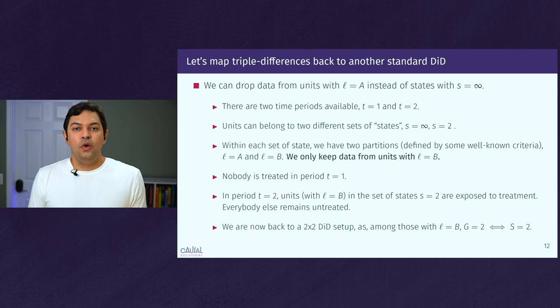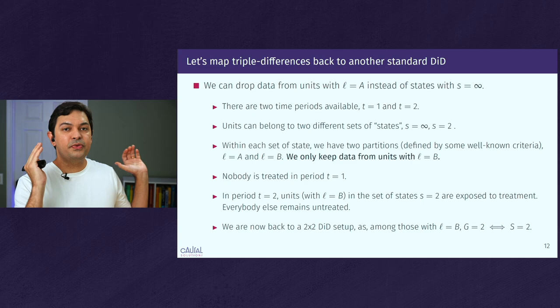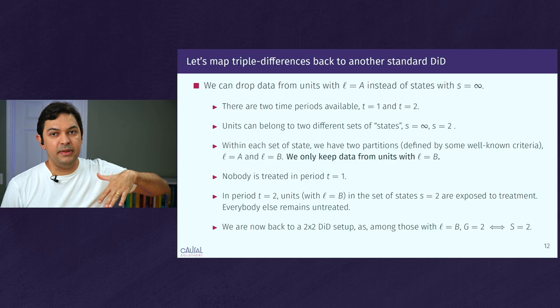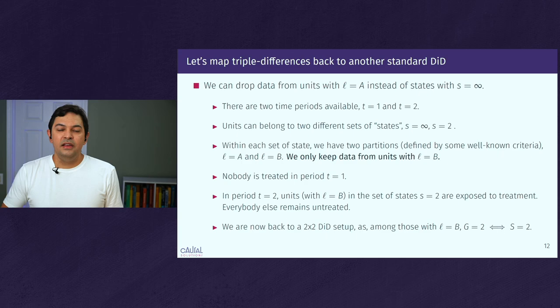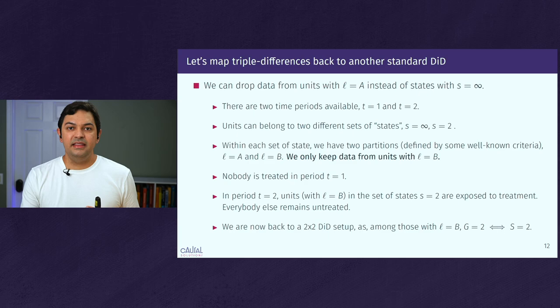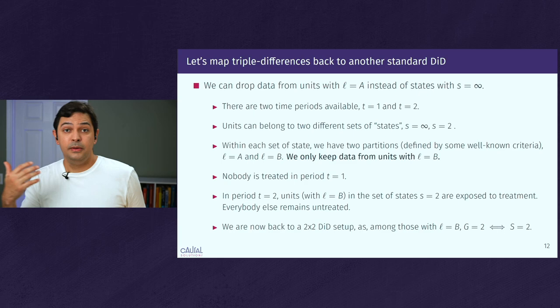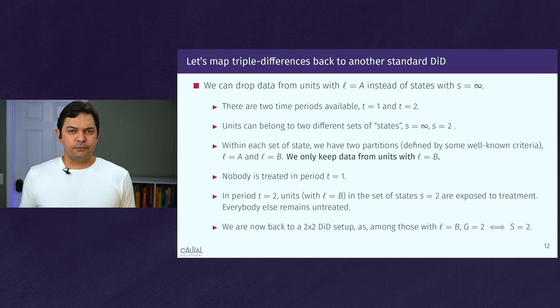Why is that? I'm still keeping data from period one and period two, right? So I keep that. I'm still going to keep data from two groups, group S equals infinity and group S equals two. Everybody in my data who belongs to L equals 2A, I'm dropping them. So essentially everybody has L equals to P. Nobody's treated in period one. In period two, among the units that I kept in my data, you're going to be treated if and only if you happen to live in the state S equals two. So essentially, I just have to relabel G by S, and we are back to the standard diff-in-diff case with two periods and two groups.